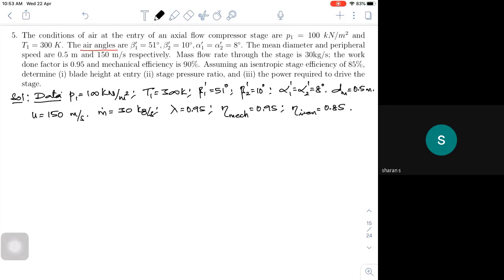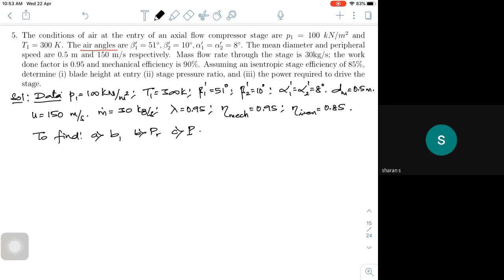What are we supposed to find? We are supposed to find A, that is the blade height at the entry. Then the second one, the stage pressure ratio. The third one, the power requirement to drive the stage.